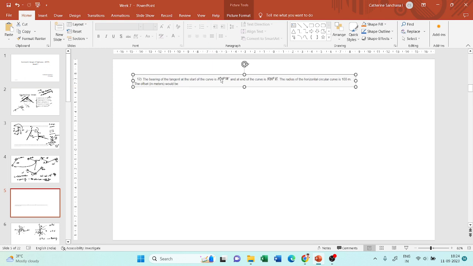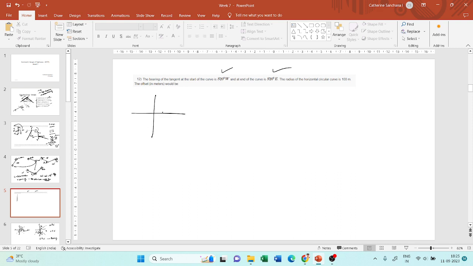Now moving on to the second question. This is also the same question, but here the angle has been given as bearing and not azimuth. So the bearing of the start of the tangent is southwest 20 degrees. Let us first observe how this tangent will look. So this is north, south, east and west. I have to draw an angle at 20 degrees in the southwest quadrant. So this is my starting tangent.